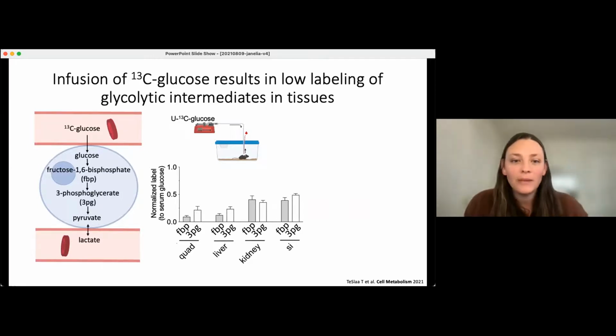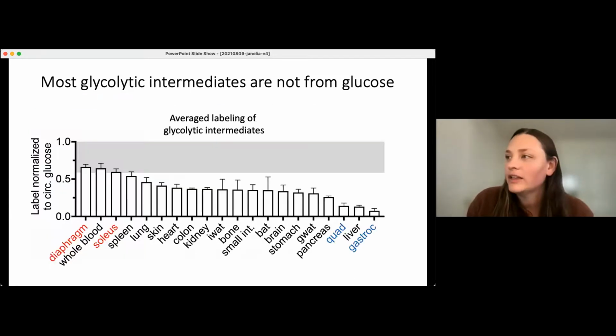However, when we expand our search to a lot of tissues, so next I'm showing the average labeling of glycolytic intermediates in several tissues, we can find some tissues that label very highly from circulating glucose, or at least as high as circulating lactate. And so three tissues here on the left, we can see whole blood, which is mostly red blood cells. So this makes sense because red blood cells don't have mitochondria and should be using a lot of glycolysis. But we also see two muscle groups, so diaphragm and soleus, and I'll talk about these a little bit later.